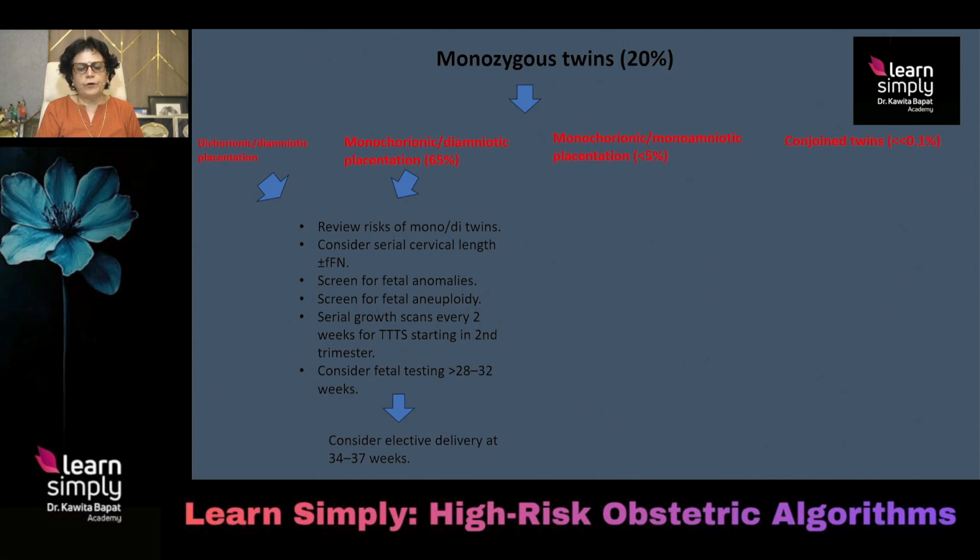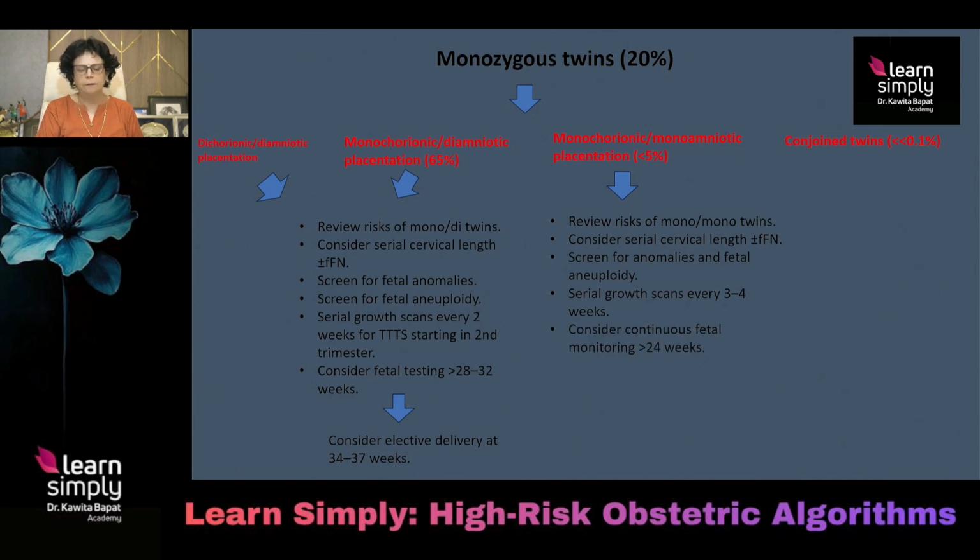Now the monochorionic monoamniotic presentation, this is less than 5%. Review the risk of mono twins. Consider the serial cervical length. Screen for anomalies and fetal aneuploidy. Serial growth scans every 3 to 4 weeks. Then consider continuous fetal monitoring up to 24 weeks. And then elective cesarean section at or after 32 to 34 weeks.